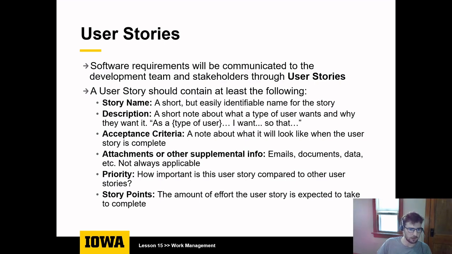Short and to the point writing here. Acceptance criteria, which is what the user of the software thinks it will look like when this user story has been completed. Okay, so from the user's perspective, how has the software changed when you've completed the user story? Okay, so that's the idea of acceptance criteria. We'll see some examples here. You can put attachments, other supplemental information, and so on in user stories. And then these last two items are priority.